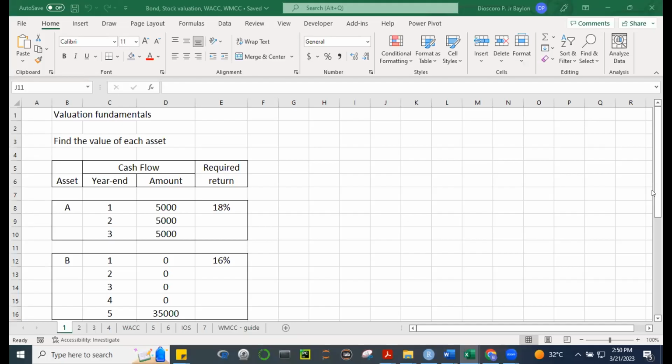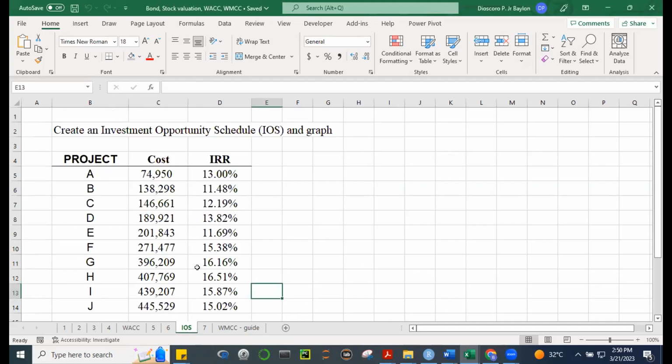Okay, for the next 2 or 3 sessions, we're going to tackle valuation, stock and bond valuation. Then we will do the concept of weighted average cost of capital, cost of equity, cost of retained earnings, cost of bonds, and also we'll do the investment opportunity schedule. I'm not sure if you have already been taught how to create the IOS. And then lastly, we'll have the weighted marginal cost of capital.